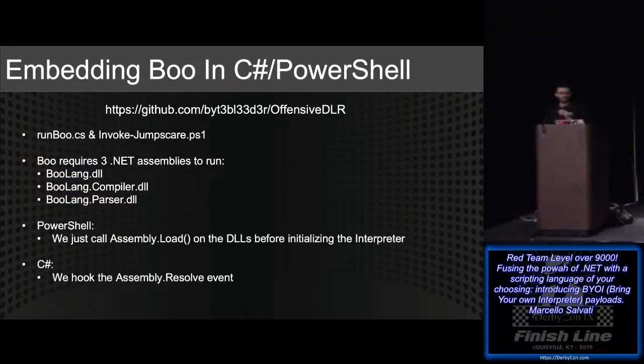Again, like this code, which will work this time. Offensive DLR, it's hosted there. There's runboo.cs, which is embedding Boolang in C#, and then there's Invoke-JumpScare, which embeds Boolang within PowerShell, which is the one I'm going to be showing you here. It requires three .NET assemblies to run, which is even better than IronPython. And also, it compiles straight to memory. As opposed to embedding C# in PowerShell, where there are going to be artifacts left on disk if you decide to compile it, with Boolang, the compile to memory flag actually compiles to memory. There is no artifact left on disk, which is great.